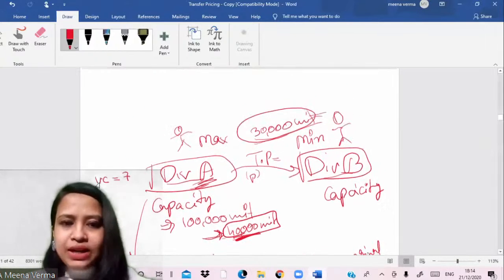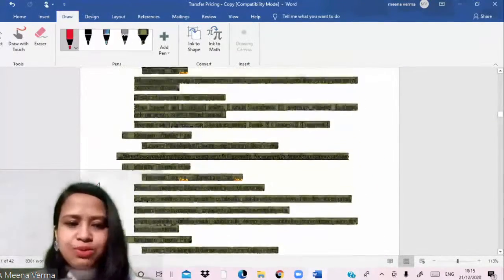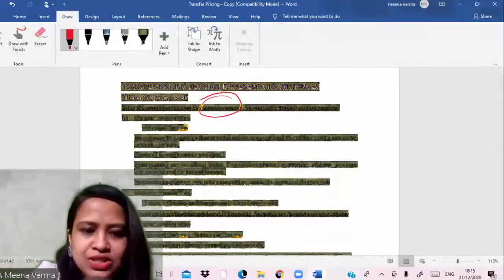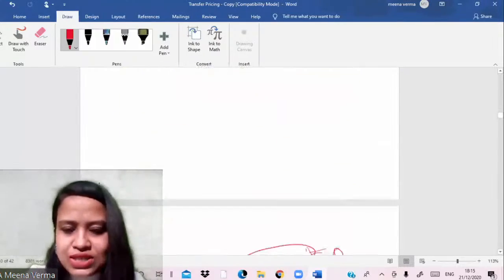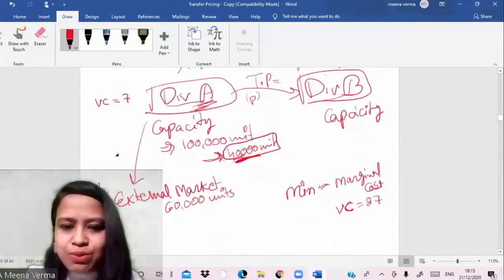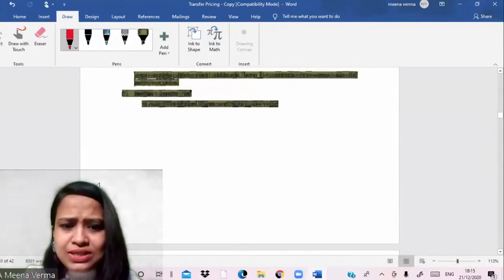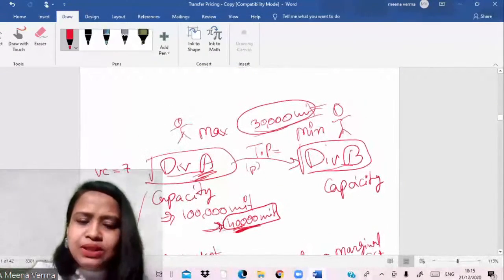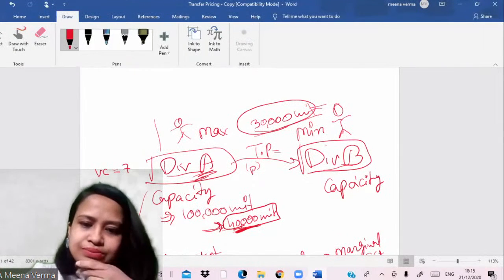But what is the maximum transfer price? This is the minimum transfer price, the marginal cost they can quote. Now let us see the maximum transfer price, what the maximum transfer price they can quote. For example, the division A can sell their product in the market.